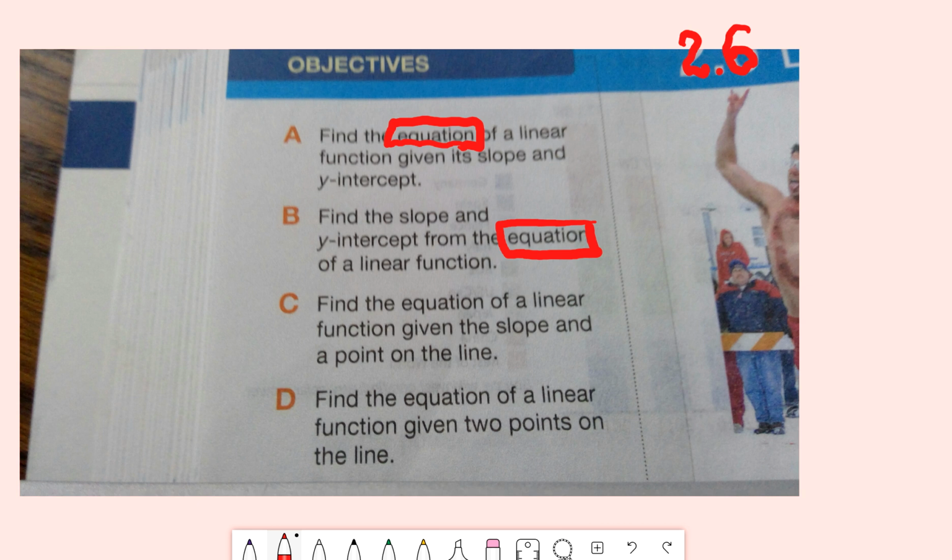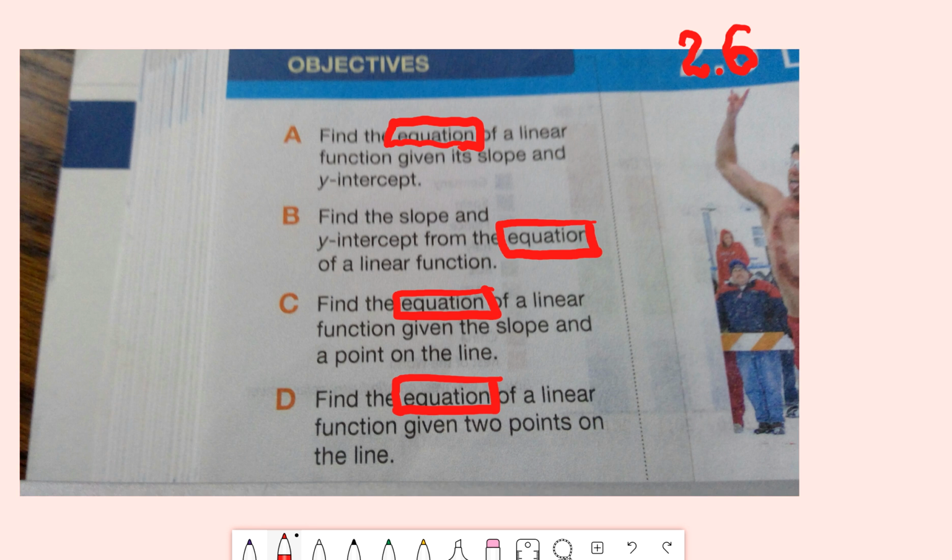C, find the equation of a linear function given the slope and a point on the line. Again, find the equation of a linear function given the slope and a point on the line. And D, find the equation of a linear function given 2 points on the line. So I'm looking for equations, a linear function, which makes up the equation, given these parameters.